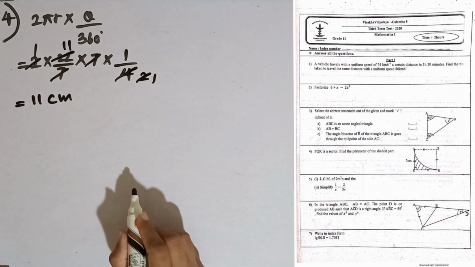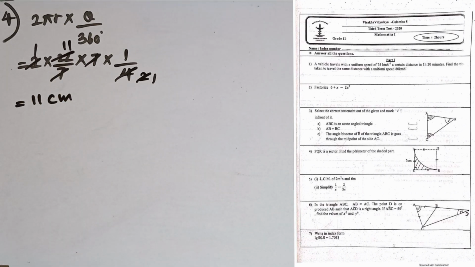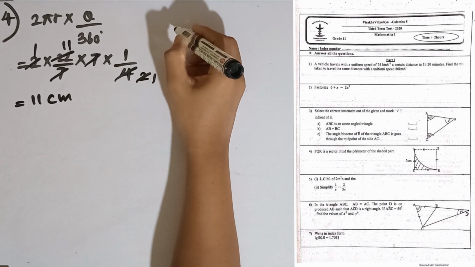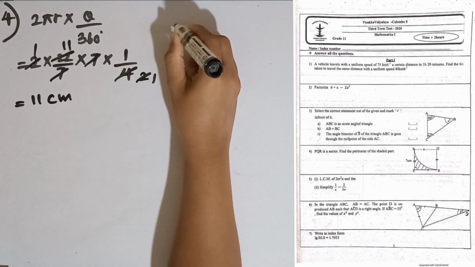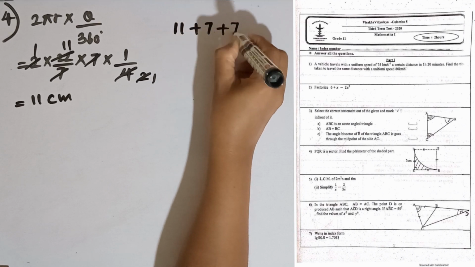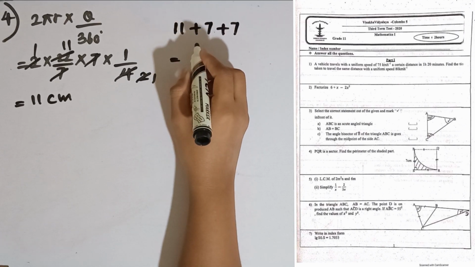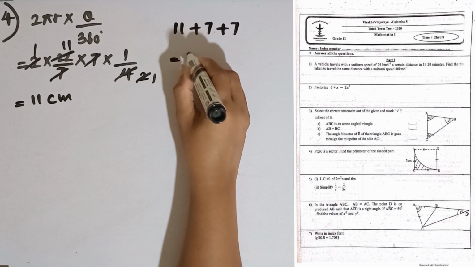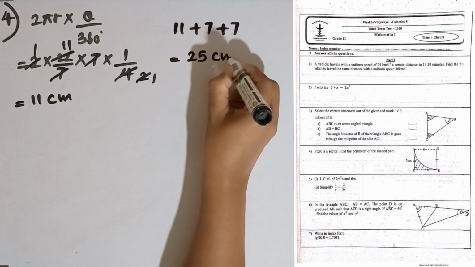Then to take the perimeter of the shaded part, we have to add lengths equal to the radius of the given circle. So we can find the total perimeter by adding 11 plus 7 plus 7. Then the distance is equal to 25 centimeters.